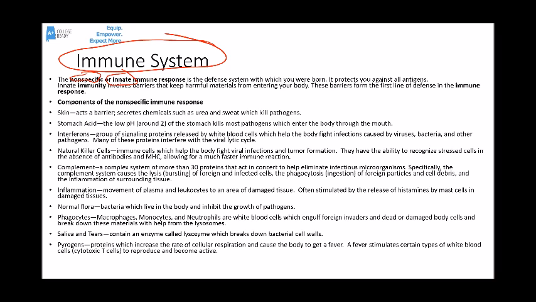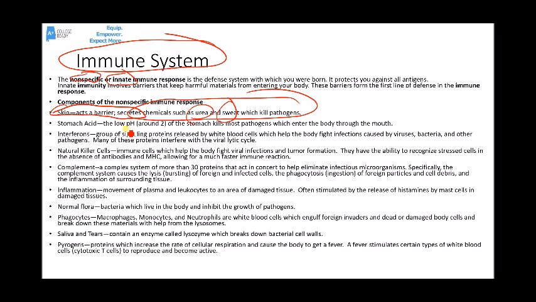These are mostly barriers. So we're just going to talk about 2 or 3 important parts of the non-specific immune response. The most important part is the skin. It acts, first of all, as a physical barrier, but it also secretes chemicals like urea and sweat, which help to kill pathogens. Your stomach acid, mostly it's hydrochloric acid.